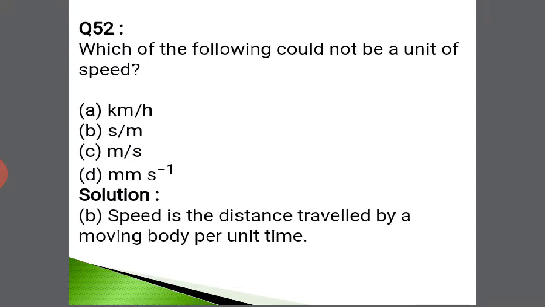Which of the following could not be a unit of speed? We all know it can be kilometer per hour. It is meter per second. Millimeter per second can also be, but option B cannot be, second per meter, never it will be. So option B is the wrong answer.